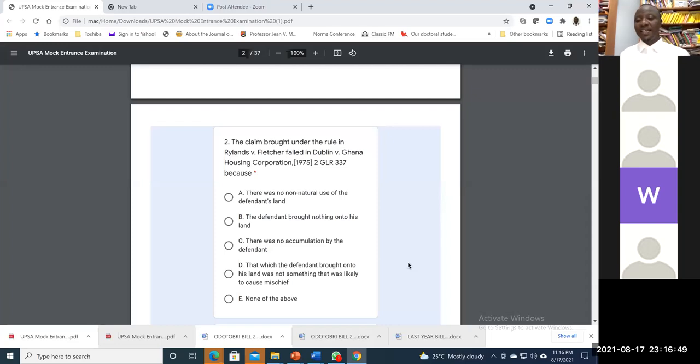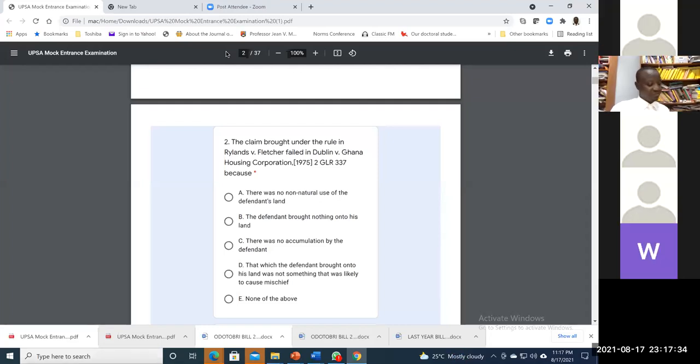None of the above. This is the type of question which requires that either you are familiar with the authority or you're not familiar with it. That's what we're telling you. There are some questions that you can use the elimination method or a common sense approach for, if you don't remember the particular authority, but there are some which require that you know it or you don't know it. So if you haven't read the case of Dublin against Ghana Housing Corporation, you'll not be able to answer. Yes, Ellen has told us that.